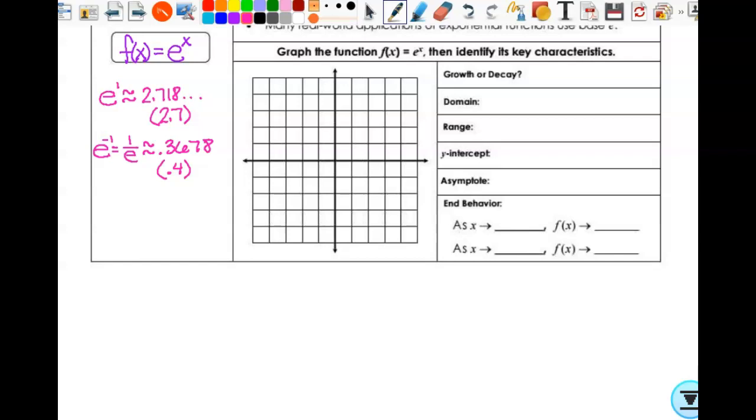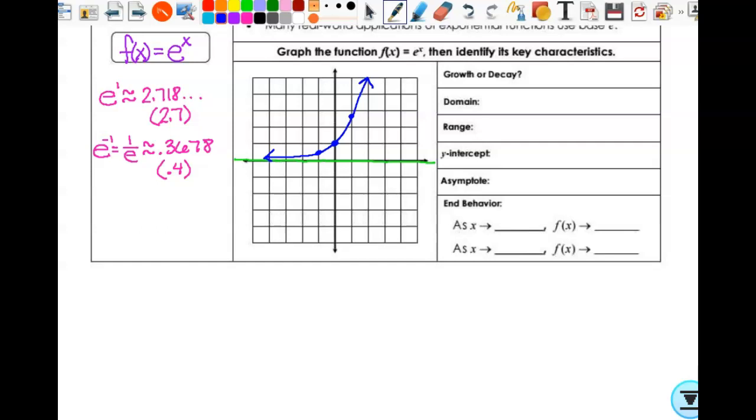Okay, so let's graph this then. If I substitute numbers in, e to the 0 power is 1 because anything to the 0 power is 1. If I substitute in 1, that gives me e to the first, which is about 2.7. If I substitute in negative 1, that's 1 over e, which is about 0.4. It has the exact same look as if I did 2 to the x. This is basically about 2.7 to the x. So I still have a horizontal asymptote at y equals 0, and my graph looks something like this.